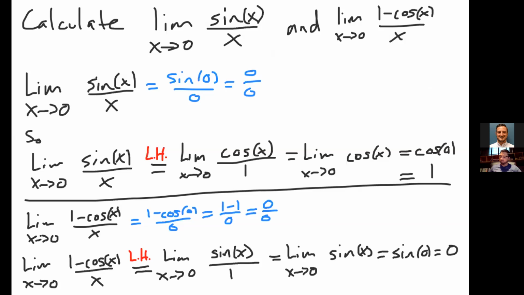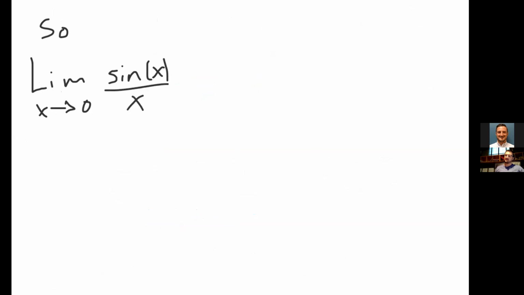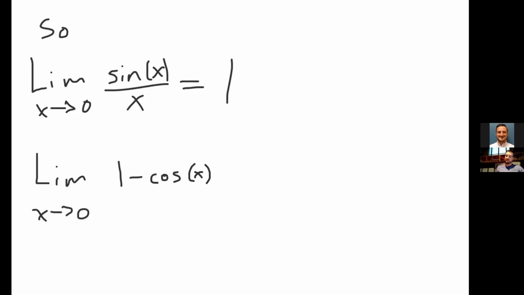So I'll come back to this work before I end the video, but I just want to sum it up nicely, because these are two very important limits that will show up. So the limit as x approaches 0 of sine of x over x is actually approaching 1 overall. And the limit as x approaches 0 of 1 minus cosine of x all over x is equal to 0.